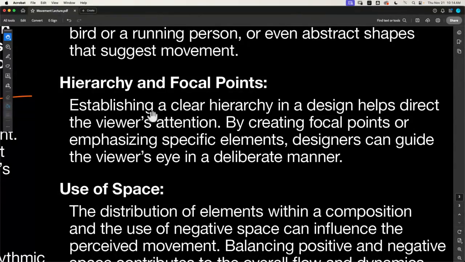When you get into bigger and more complicated design pieces, it becomes about hierarchy. How do I get people to look where I want them to look each and every time? And then after a while, it just becomes second nature. When you're designing, you don't think about it.